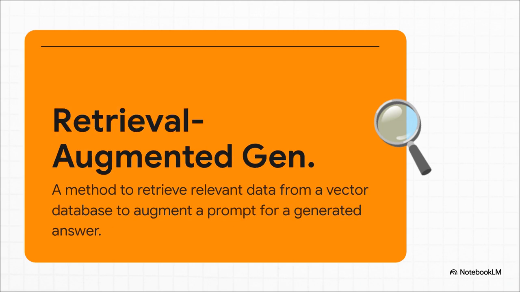And when you put those two powerful ideas together, you get RAG. The name pretty much tells you the whole story. It retrieves the important info from that vector database. It augments the AI's prompt with that info, and then it lets the AI generate an answer that is perfectly in context. Pretty cool, right?